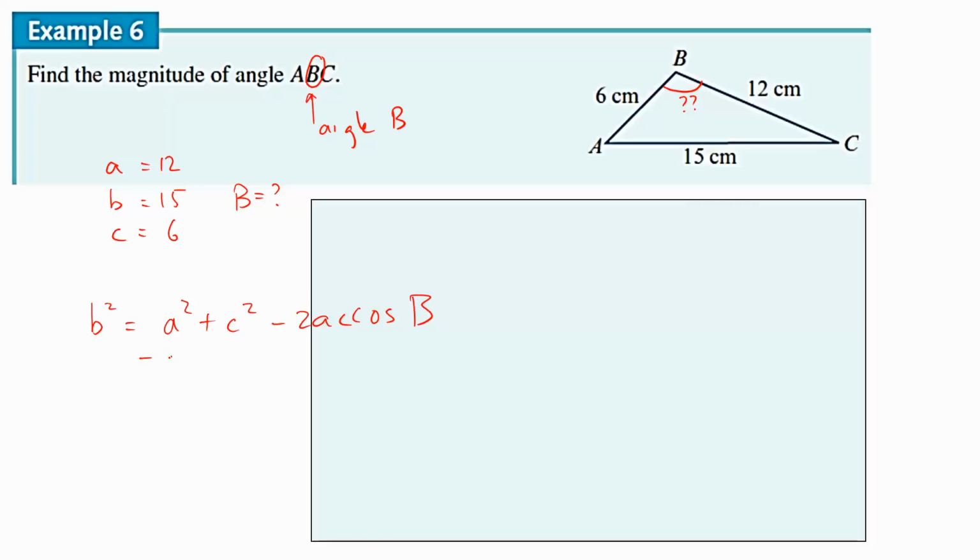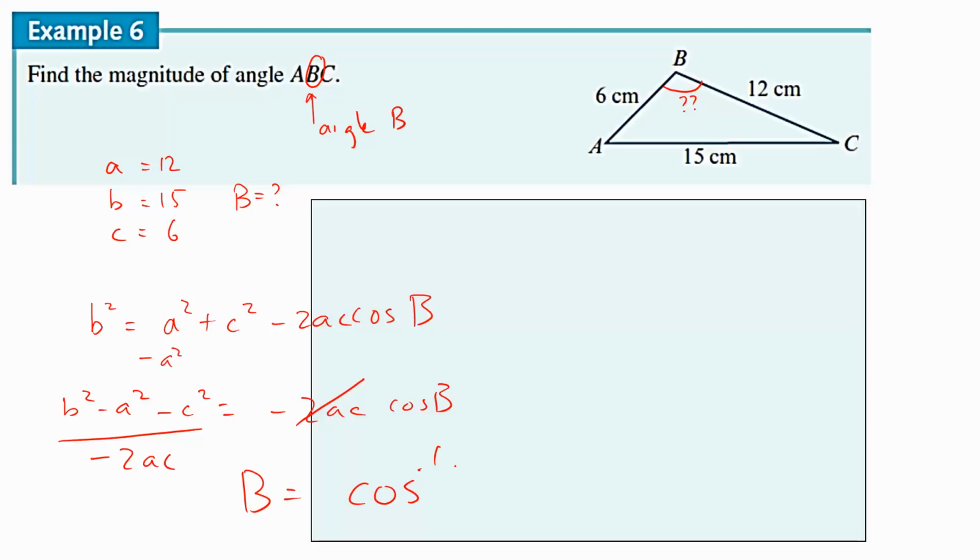So you can say minus a squared on both sides. So you've got b squared minus a squared minus c squared equals negative 2ac cos of B. You can divide both sides by negative 2ac because that's multiplied: it's negative 2 times a times c times cos. If you want to remove times, divide. So if you divide both sides by negative 2ac, this cancels out, and there's your formula to find B. Cos inverse of both sides, and B will equal cos inverse of b squared minus a squared minus c squared, divided by negative 2 times ac.